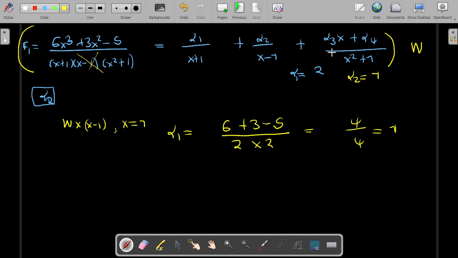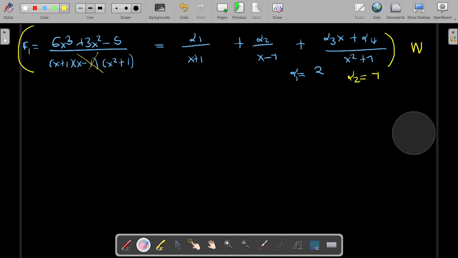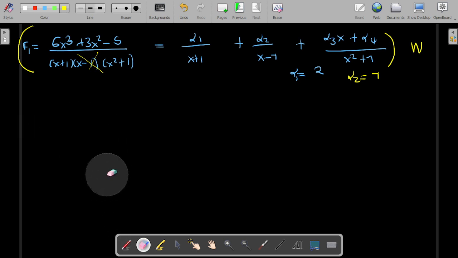Now we have to find alpha 3 and alpha 4. The technique that we're going to use here is finding the limits of rational fractions at infinity. So we're going to find the limit. The first thing that we're going to do is multiply the entire expression by x, right? We're going to multiply this by x. So we'll multiply by x throughout.